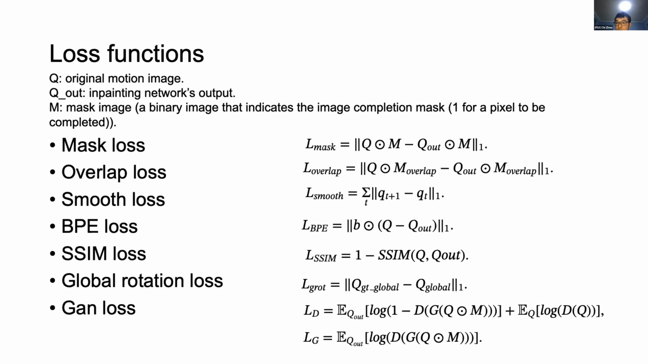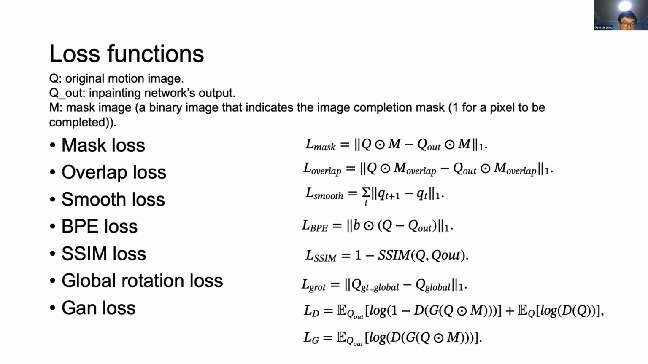And then we also use structural similarity loss as an image loss to suppress small noise in the image results. And we also use global rotation loss. We represent human pose at every frame as a quaternion vector, and to preserve 3D positions information, we use forward kinematics to compute the global rotations of each joint and compute the L1 distance between the ground truth and the inpainting result.